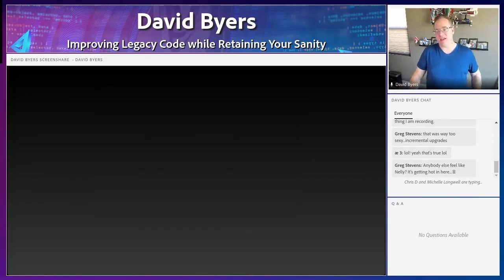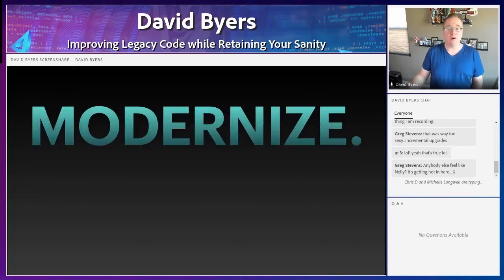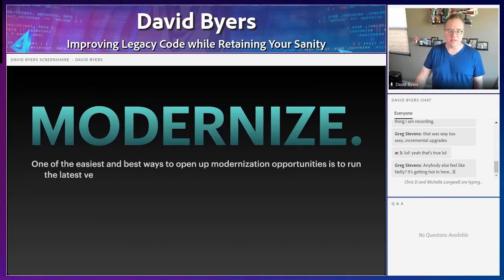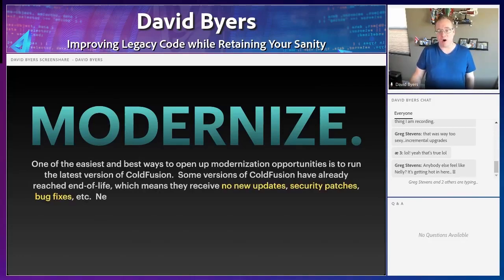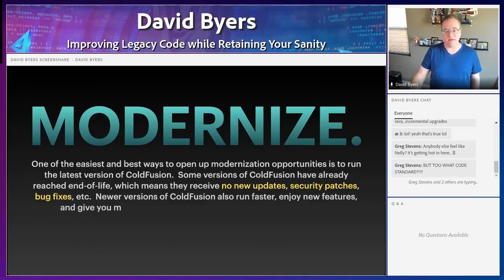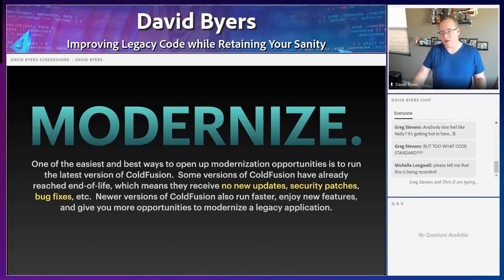Next best way to maintain your legacy application, modernize the code. One of the easiest and best ways to open up modernization opportunities is to run the latest version of ColdFusion. Some versions of CF have already reached end of life, which means they receive no new updates, no security patches, no bug fixes, anything. Newer versions of ColdFusion also run faster, they enjoy new features, and they give you more opportunities to modernize a legacy application, which can improve your professional development.